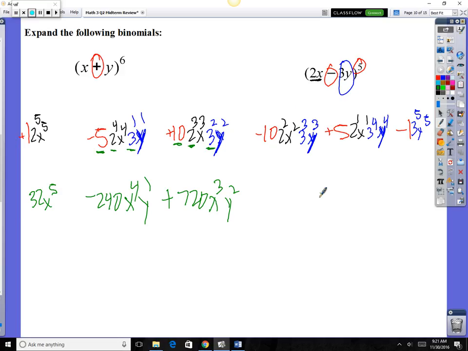And you just keep going on. So let's do this number times this number times this number. So type in negative 10. Negative 10 times 2 squared times 3 cubed. So the number is a negative 1080. And then you've got x squared times y cubed.